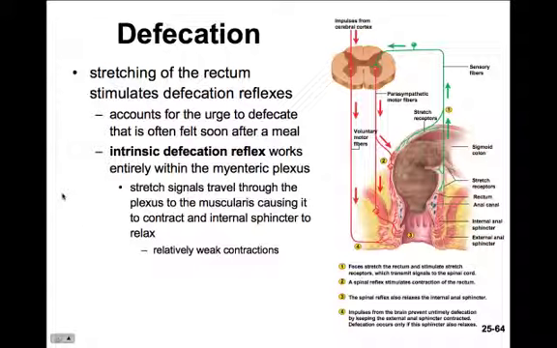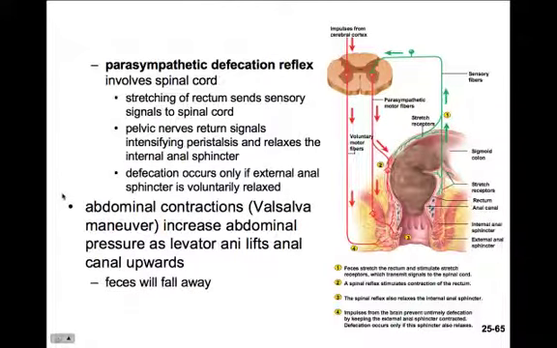We're probably all pretty familiar with that need to go. The intrinsic defecation reflex works entirely within the myenteric plexus of the large intestine itself. So the feces moving through the rectum causes stretch and then contraction back against that stretch. And that can cause the internal sphincter to relax. But these are relatively weak contractions. So it's mostly necessary to see the parasympathetic defecation reflex involved. This involves the spinal cord. So stretching of the rectum sends sensory signals to the spinal cord, and then the pelvic nerves return signals, intensifying peristalsis, and relax the internal sphincter.